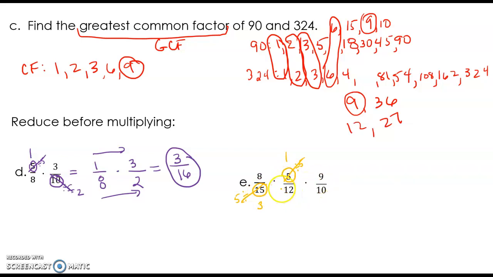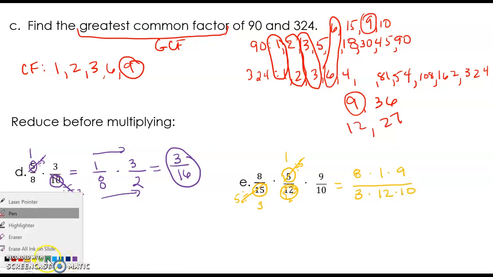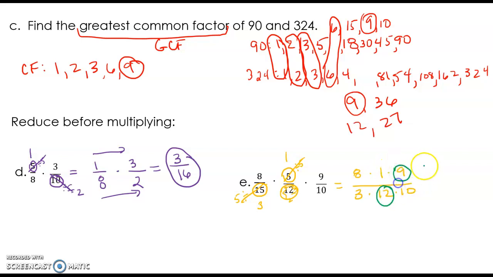Let's do 9 and 12. Actually, let's rewrite it before we do 9 and 12. So I have 8 times 1 times 9 over 3 times 12 times 10. Now let me change my colors, and let's see what else we can do. We can do 9 and 12. Let's divide by 3, and that makes this 3. And if I divide this by 3, that makes that 4. So let's rewrite this: 8 times 1 times 3 over 3 times 4 times 10.